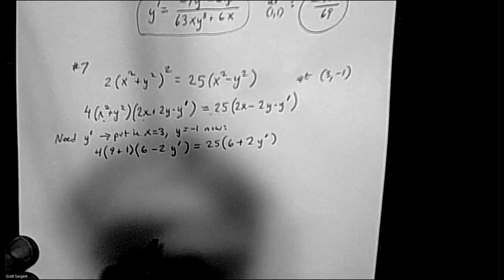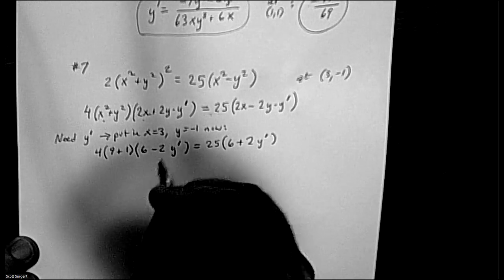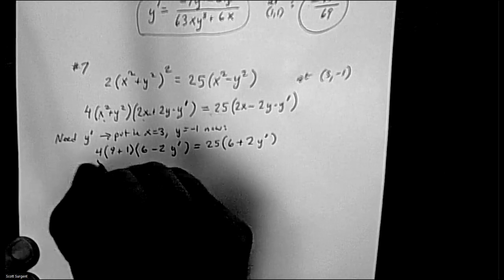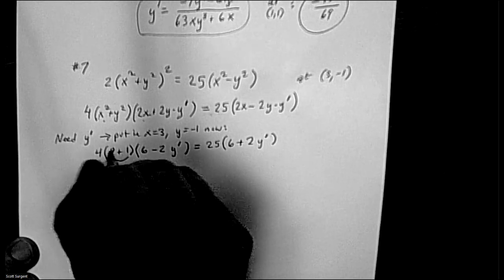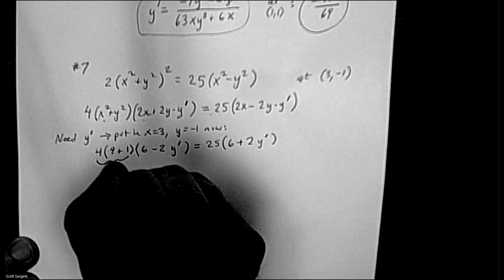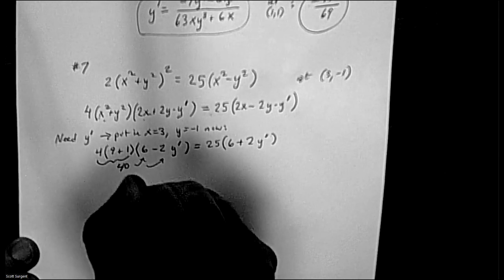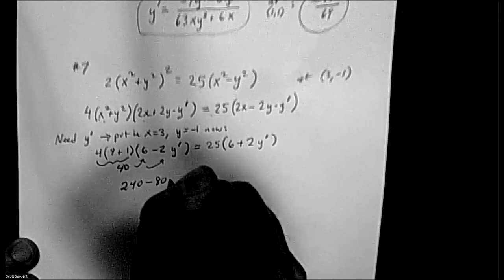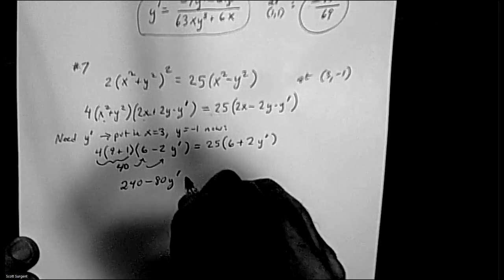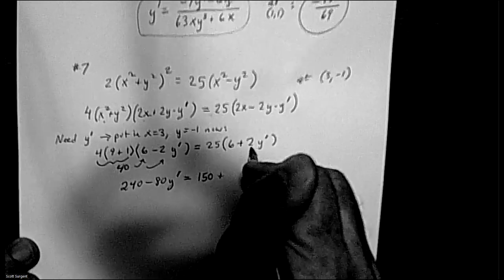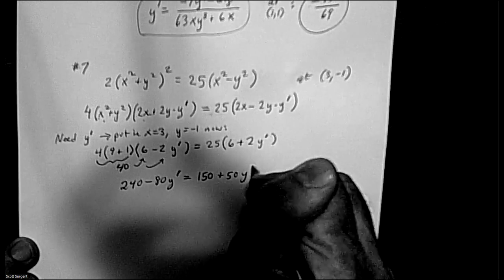So I've got some gentler looking numbers here. I still have to isolate y prime, still some work ahead of me. But 9 plus 1 is 10, and 10 times 4 is 40. So I really have 40. If I distribute that, I've got 240 take away 80 y prime on the left side. And on the right side, 25 times 6 is 150 plus 50 y prime.